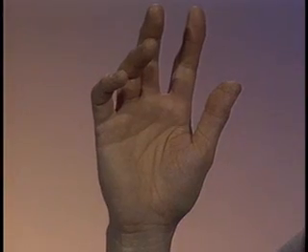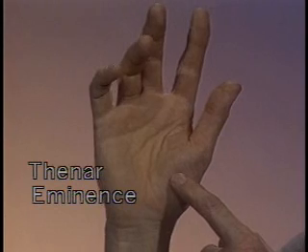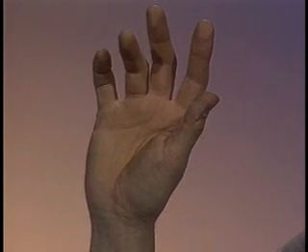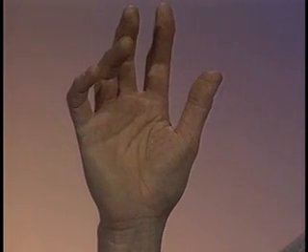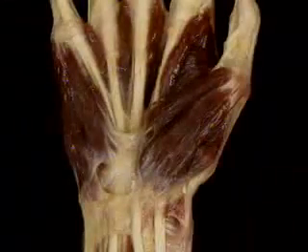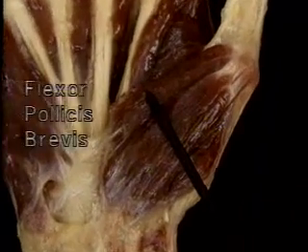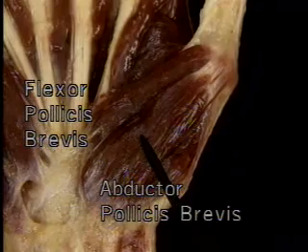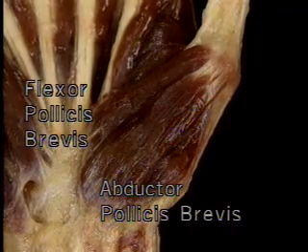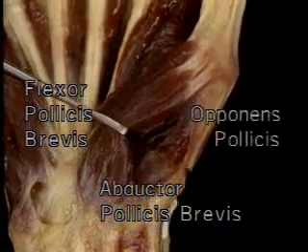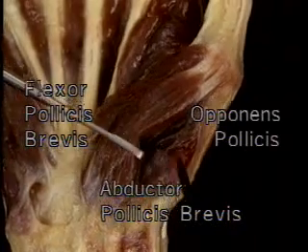The other 3 thumb muscles make up this bulge that's called the thenar eminence. Collectively, these 3 are called the thenar muscles. On the outside are flexor pollicis brevis and abductor pollicis brevis. Deep to them both is opponens pollicis.